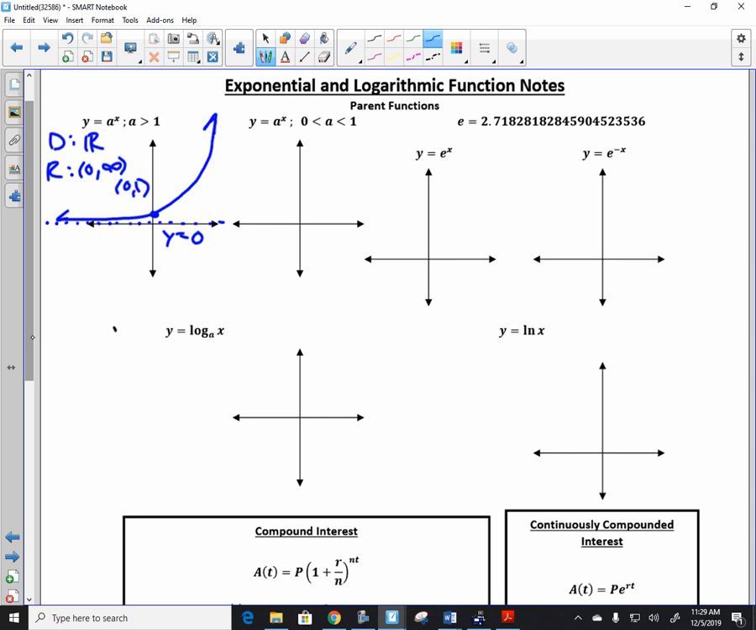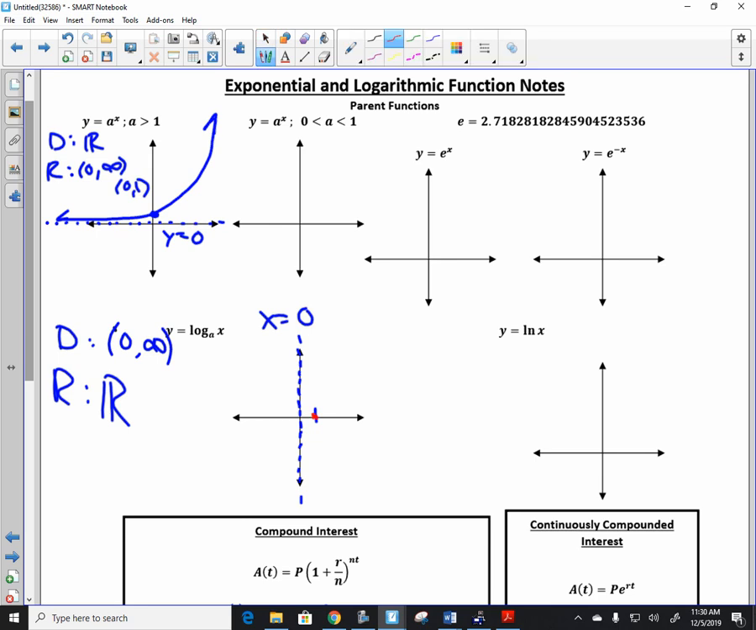If this one had an asymptote of y is equal to 0, then this is going to have an asymptote of x equals 0. Cool. If this one went through the point 0, 1, then this is going to go through the point 1, 0. Sweet. Let's roll. If this one had a domain of all real numbers, then this one has a range of all real numbers. And if this one has a range of 0 to infinity, this one's going to have a domain of 0 to infinity. Great.